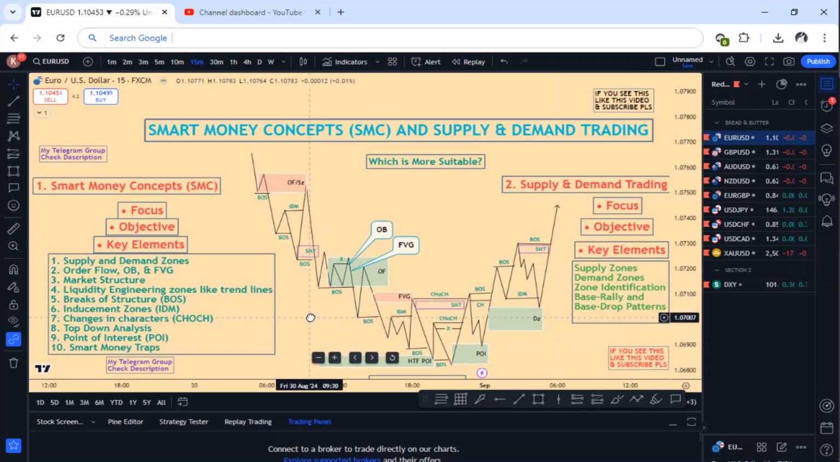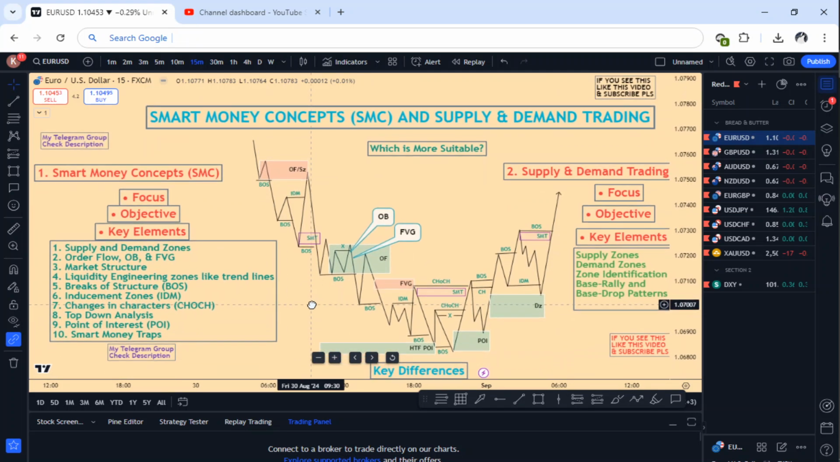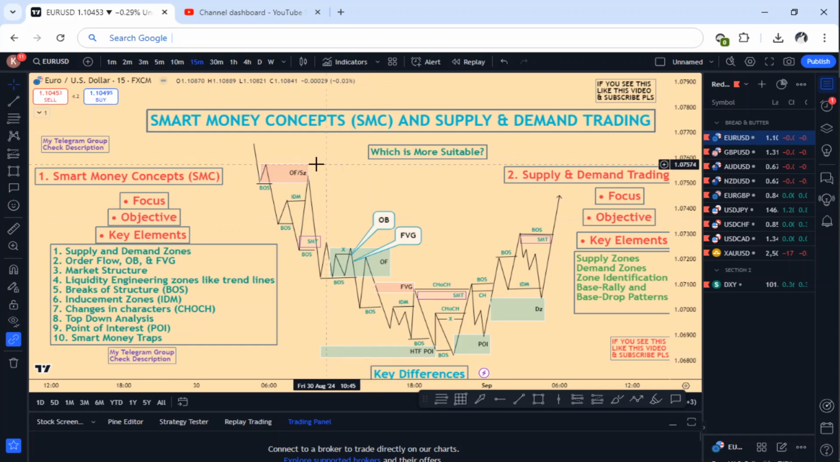So let's analyze this and see. Overall, anybody who trades supply and demand, they are almost the same in the sense that we are all looking at market break of structure. Like in this case, the market is in a downtrend and then it reaches a point where it changes character. For supply zones, just know that supply and demand zones are the same as order flow zones, OF.